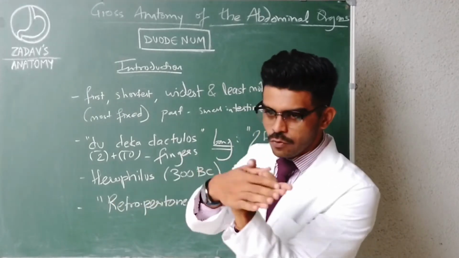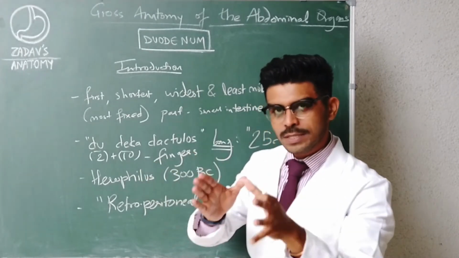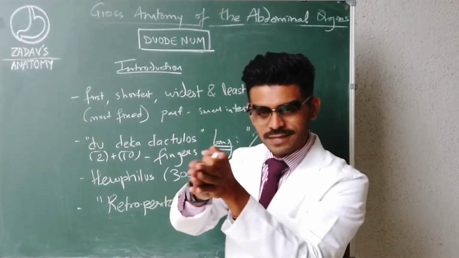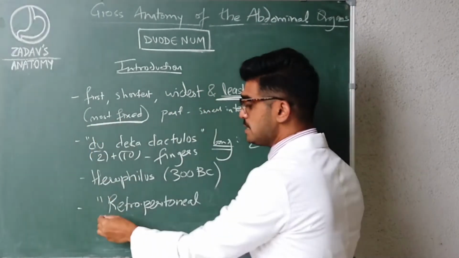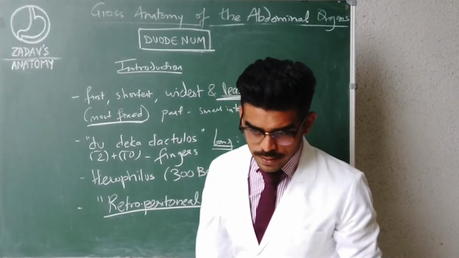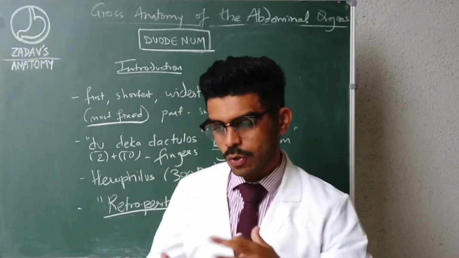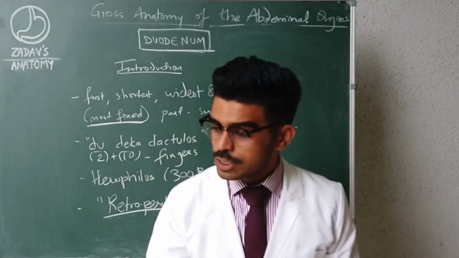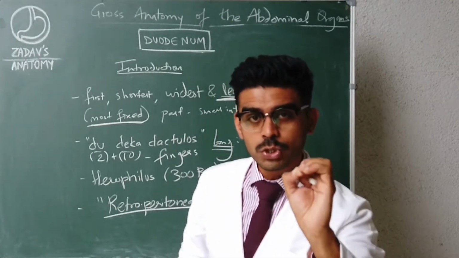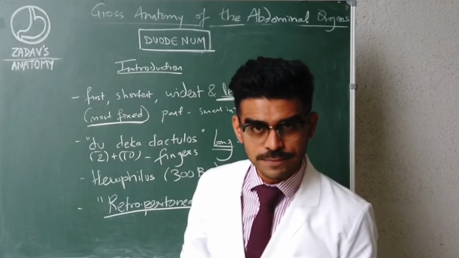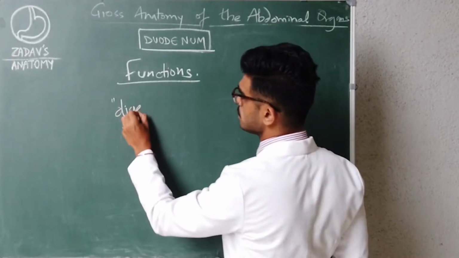There is no double fold of mesentery inside which it lies, because anything that lies within a double fold enjoys mobility, right? But the duodenum does not enjoy mobility because it is retroperitoneal. It begins where the pylorus ends and forms a C shape with a concavity on the left side, and it ends to join the second part of the small intestine, that is the jejunum, at what is known as the duodenojejunal flexure.